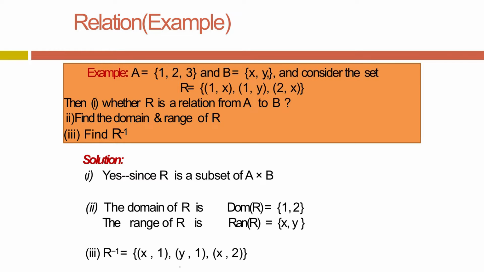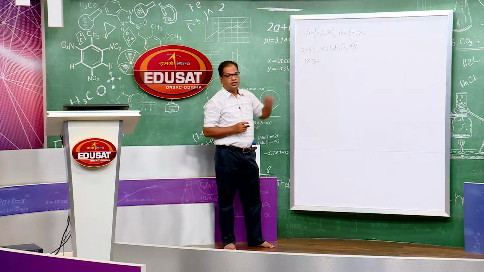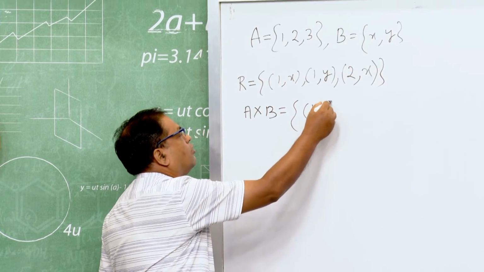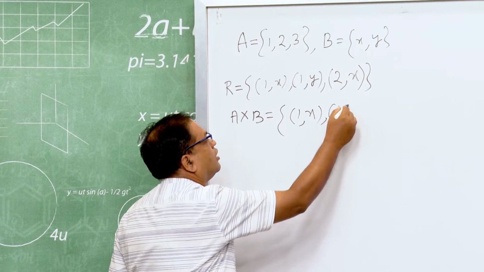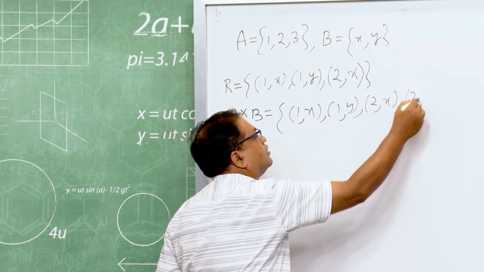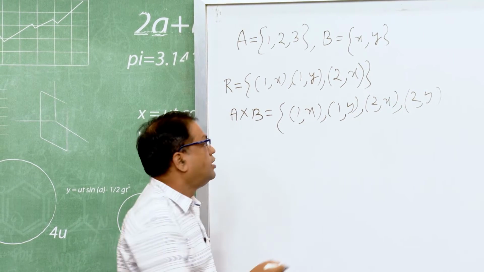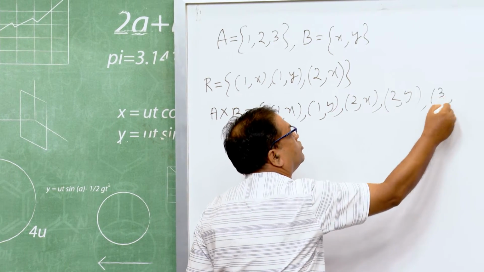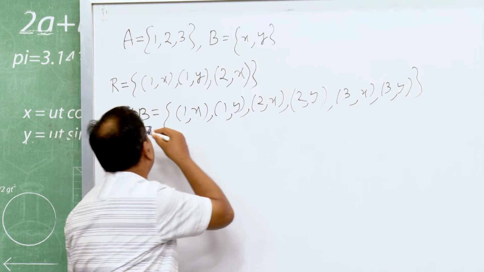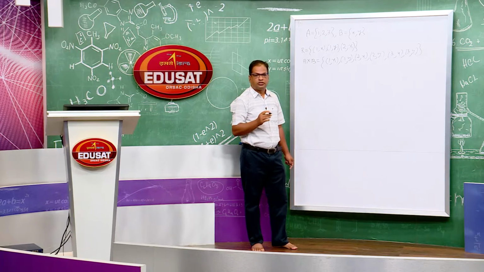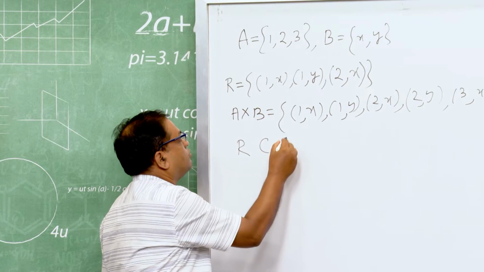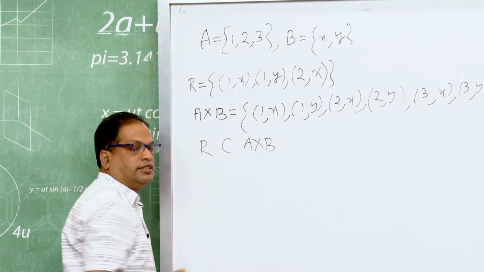What is A cross B? A is {1, 2, 3}, B is {x, y}. So, A cross B is (1, x), (1, y), (2, x), (2, y), and (3, x), (3, y). Obviously, R is a subset of A cross B. So, R is a relation. Here R is a subset of A cross B. So, R is a relation.